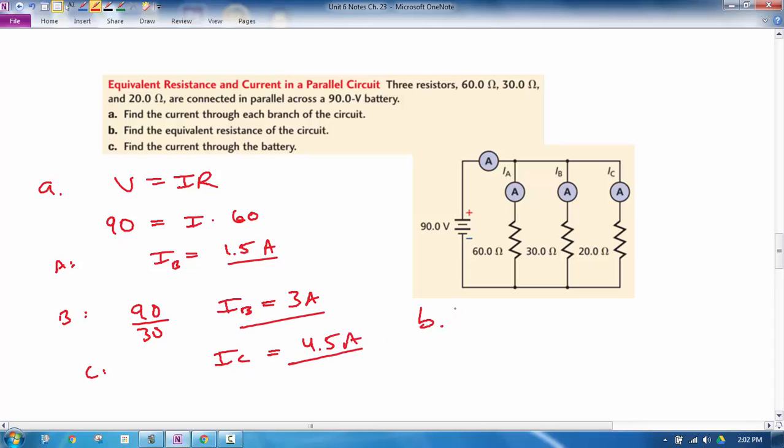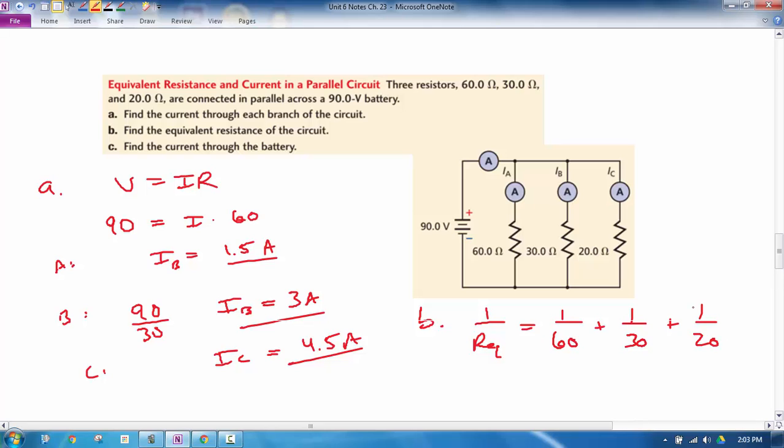Now part B wants us to find the equivalent resistance of the circuit. So to find the equivalent resistance in parallel, we've talked about this. What we do is we use this formula, which is on the formula sheet: 1 over resistor A plus 1 over resistor B plus 1 over resistor C. So each of these items then I'm going to plug in the equivalent resistance. For A, it's 60, for B it's 30, and for C it's 20. So you have to solve this equation.